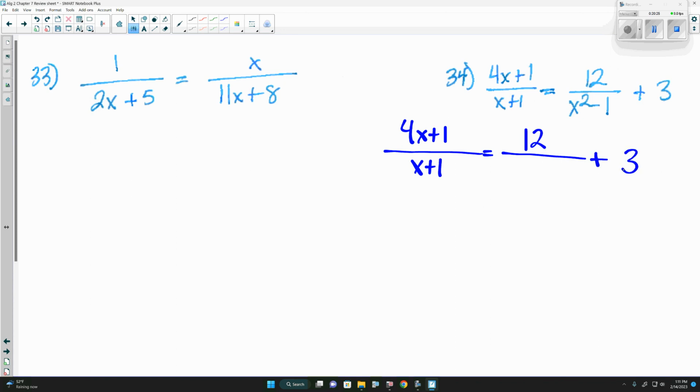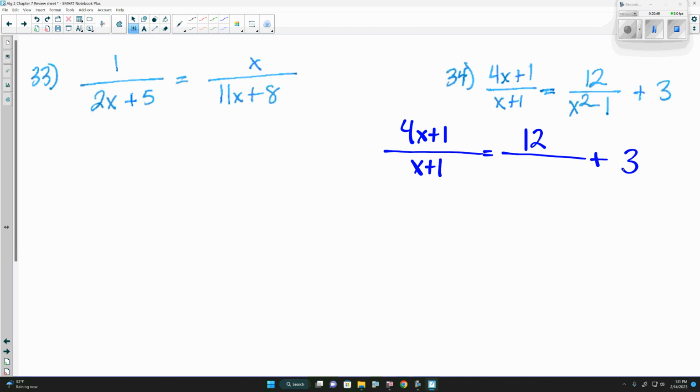Now, before we go multiplying through, I'll tell you ahead of time, this one does have restrictions, but they won't be part of our solutions. We won't have extraneous solutions for this one. However, we do need to make sure to factor all the denominators as far as possible before we start multiplying through.